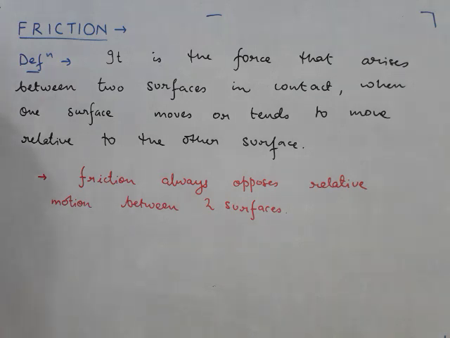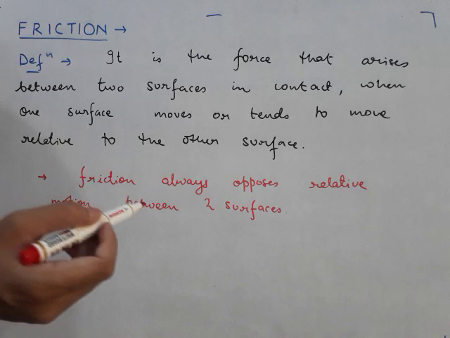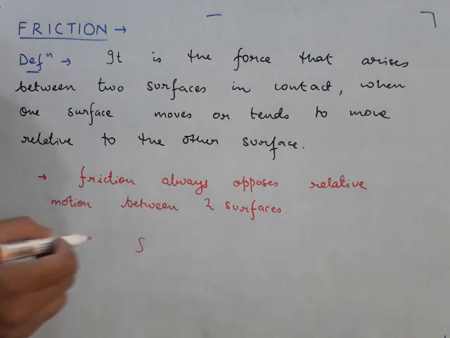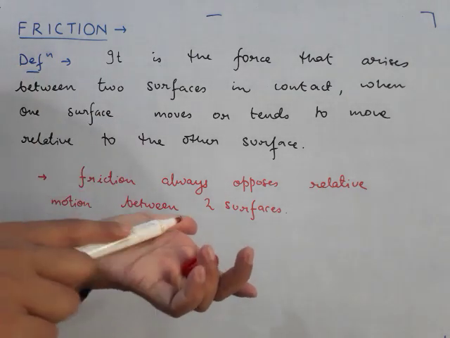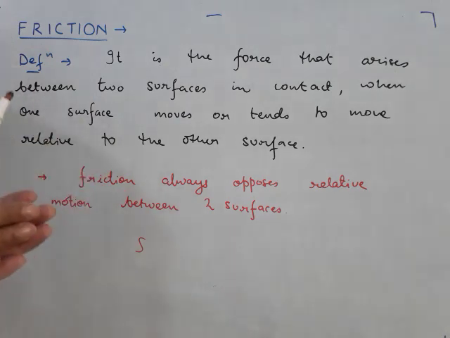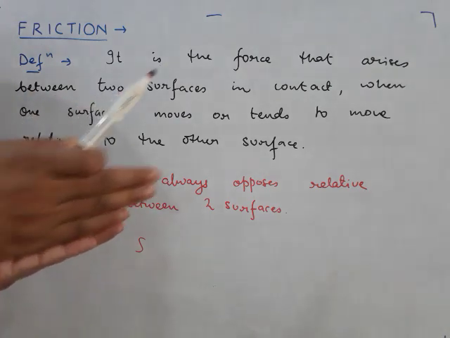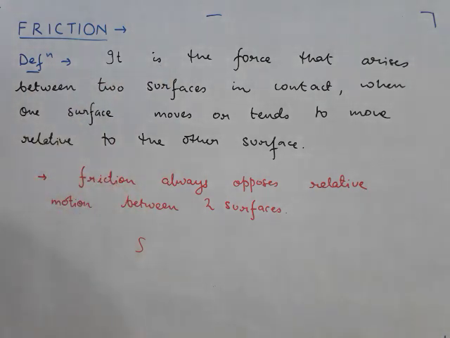Any two bodies, there will be friction. There is friction between this board and my palm. There is friction between the tip of this pen and this board. There is friction between this pen and my palm. Any two surfaces, when they are in contact and are trying to slide over one another, there will be friction between them, such that the friction opposes the relative motion between the two surfaces.